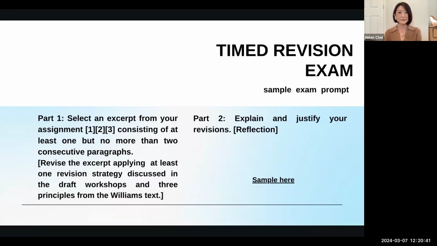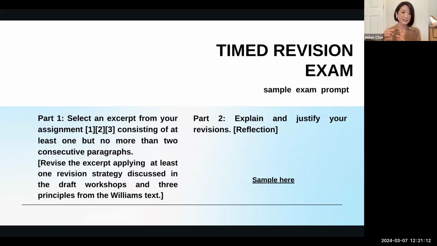So here's a sample prompt. Part one, I would ask the students to select an excerpt from their assignment, and I might give them a choice between two or something like that. I haven't really thought about that yet. Because it's only a 2-hour exam, I'm going to limit them to one paragraph or 2 consecutive paragraphs, just in case they want to show me how they can connect ideas or something like that.